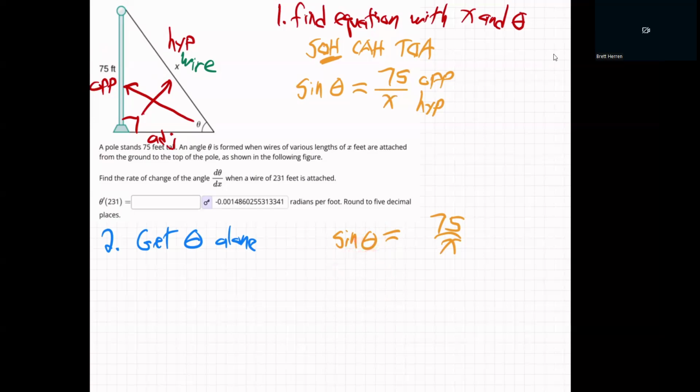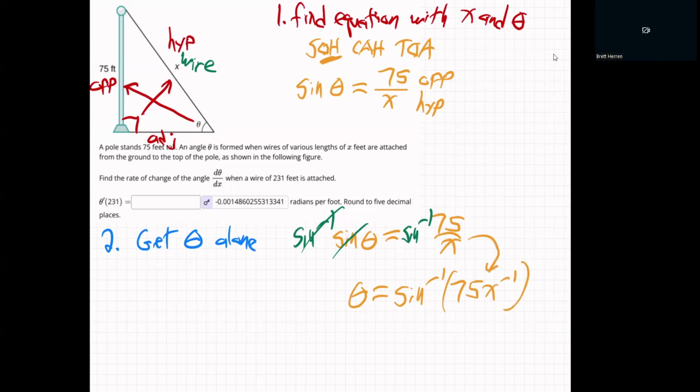Well, then what do we do? How do we get rid of that sine? We do the opposite of sine, which is sine inverse. Whatever we do to one side, you have no choice but to do the same thing to the other. These cancel, and theta is sine inverse. Now, let me make life a little bit easier for us. I'm going to make this 75 x to the minus 1.